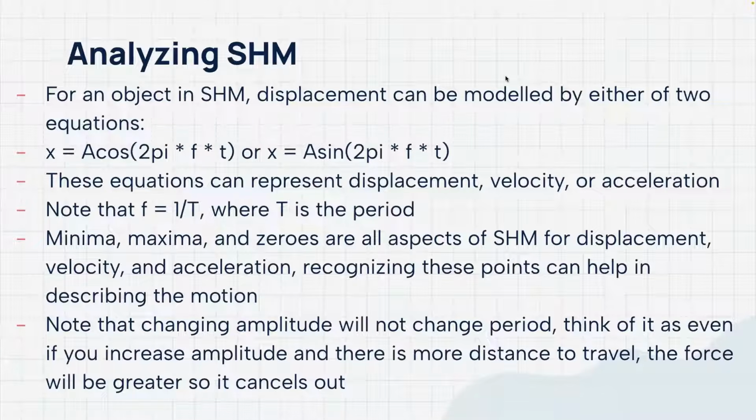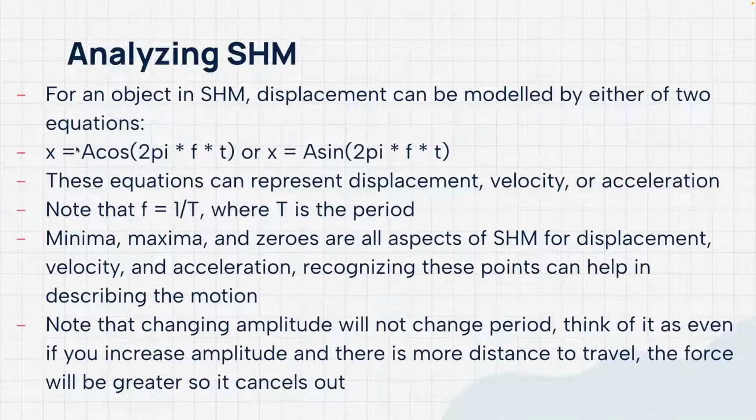So how do we analyze simple harmonic motion? For an object in SHM, displacement will be modeled by either one of two equations. First of all, x is equal to A cosine 2 pi ft, or x is equal to A sine 2 pi ft. So it's modeled by a sinusoid. A is the initial displacement, f is just the frequency, and t is time. X is a function of t.